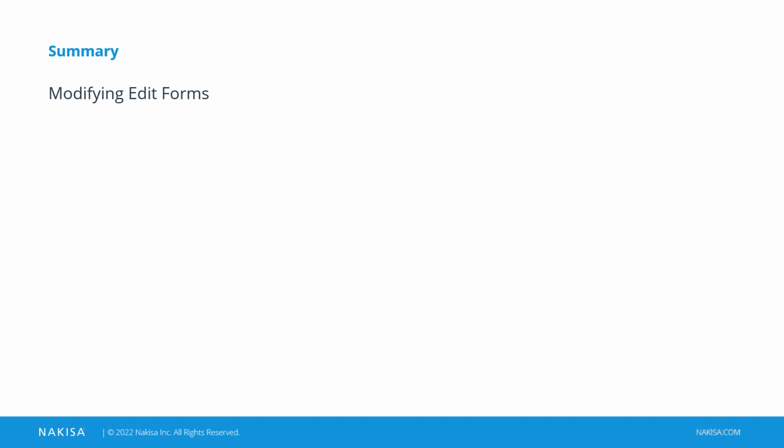To quickly summarize, in this training video, we've seen how to modify the edit forms that appear within the scenario section or the what-if scenarios section. To be specific, we've seen how to make the position fields cost center, personnel area and personnel sub-area mandatory within the position edit form.